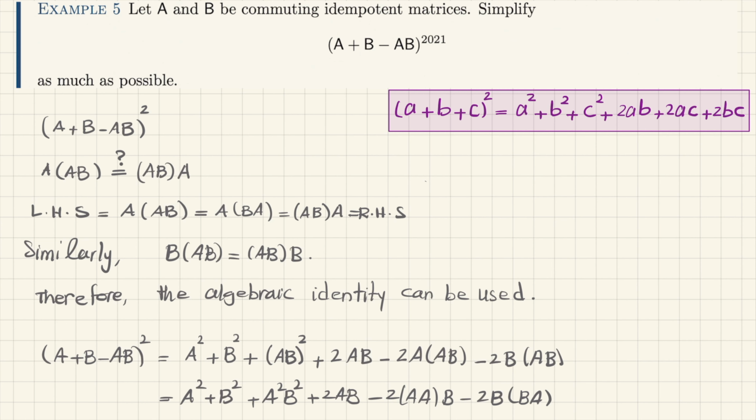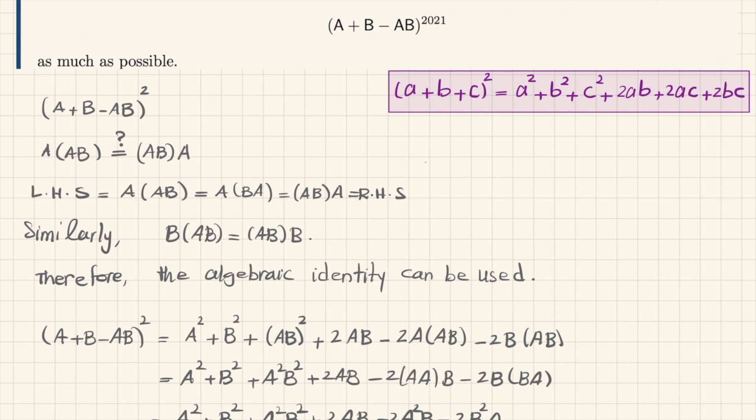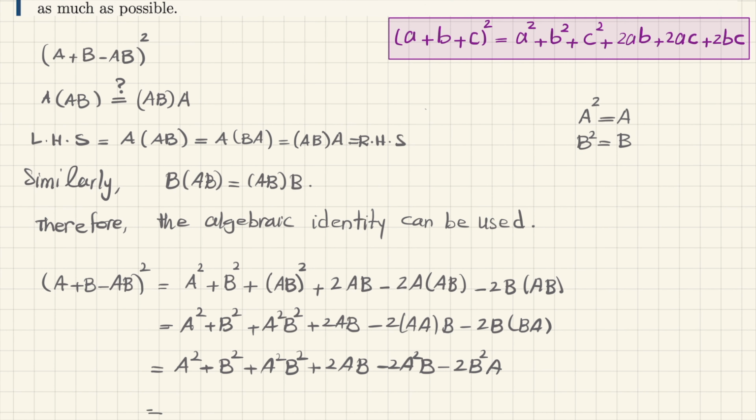And then you know that this can also be written in this form. But you know that A and B are idempotent matrices. So we know that A squared is A. We know that B squared is B. Yes? So I can continue. Instead of A squared, I can write A. Instead of B squared, I can write B. And then the same story here. AB plus 2AB, minus 2AB minus 2BA.